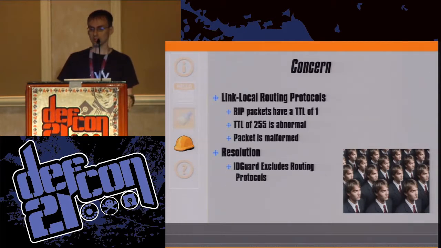And then link local routing protocols. The RIP packet has a TTL of 1. A TTL of 255 is abnormal. The packet then is malformed. The resolution, ID guard excludes routing protocols. Okay.